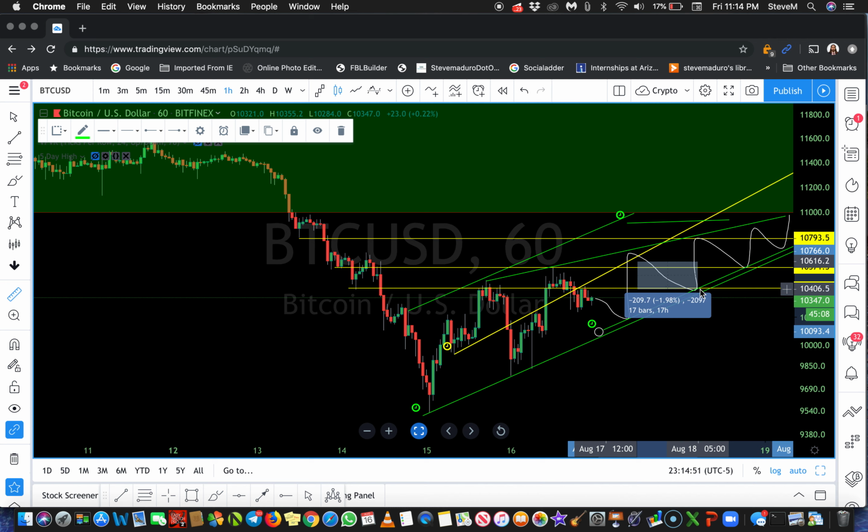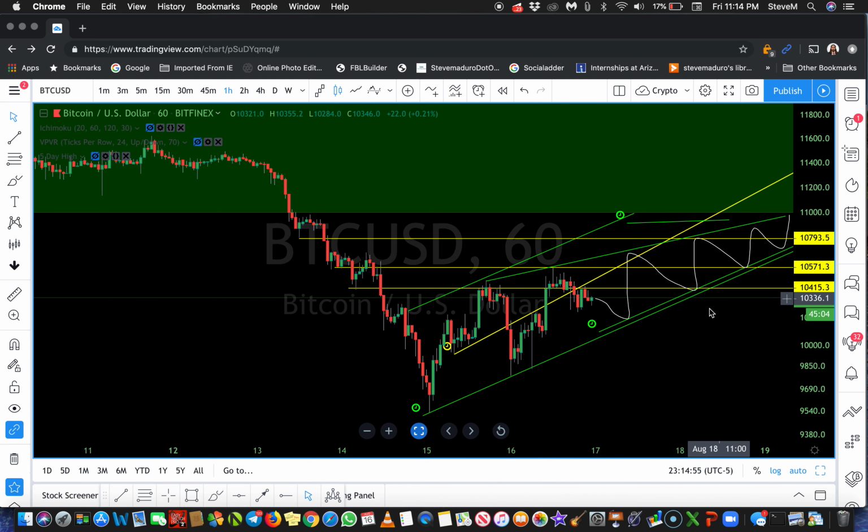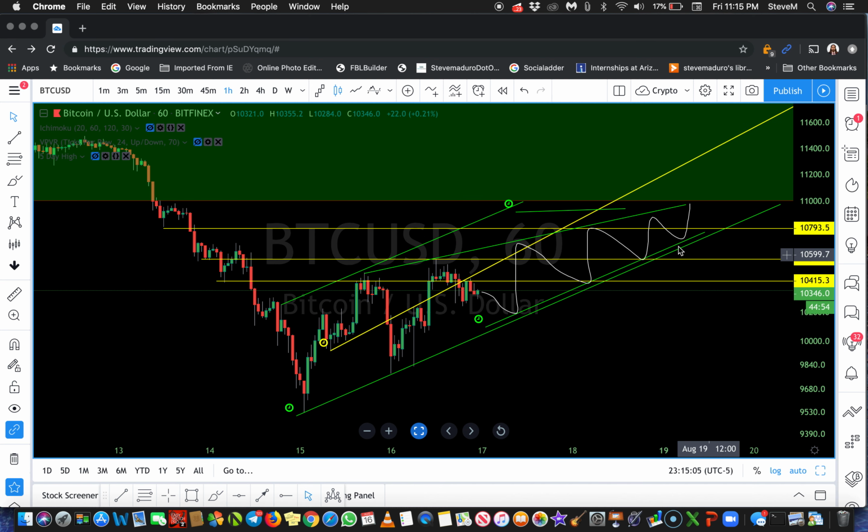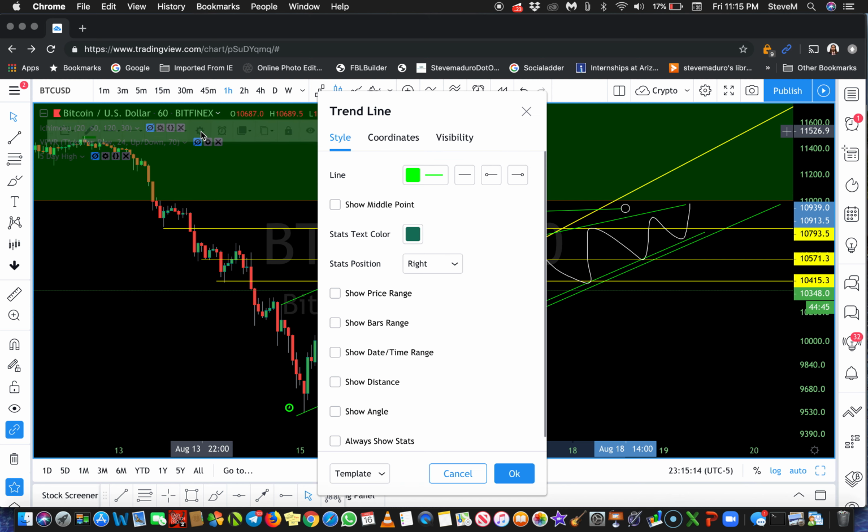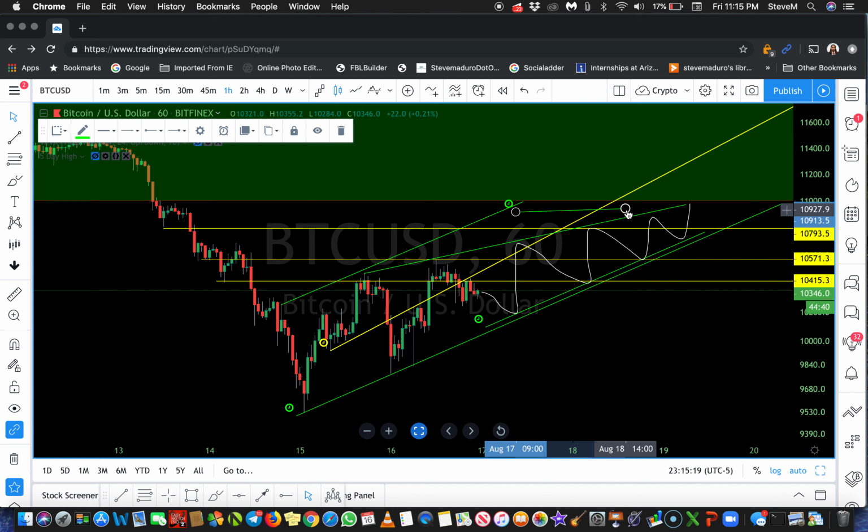It just depends on what your pip goal is or whatever. Me personally, once I get here, I will buy all the way through that. But the main things I'm looking for is here. I'm looking for that, right? I'm looking for that crossing my supply zone.